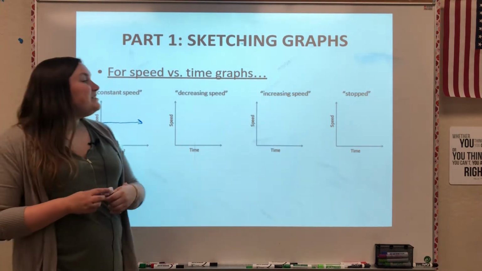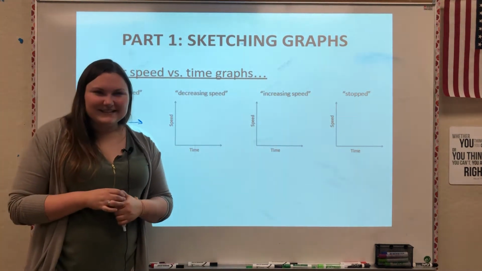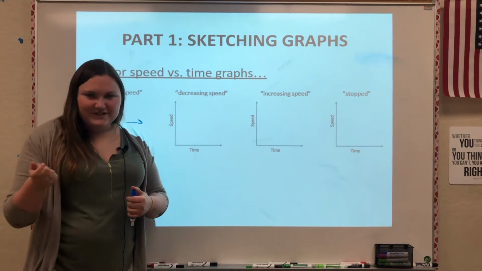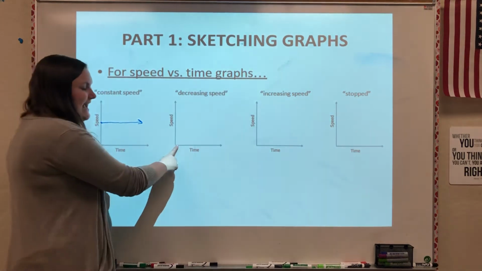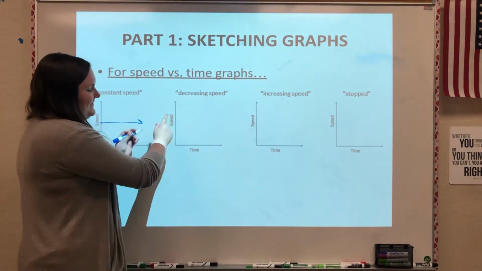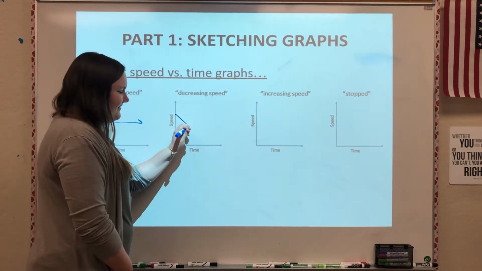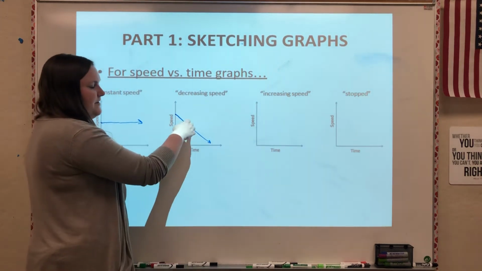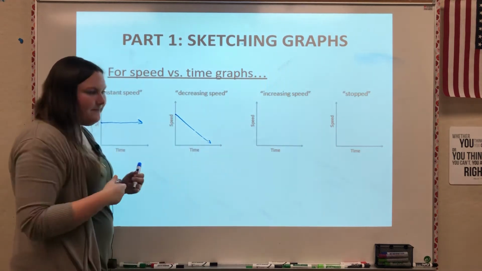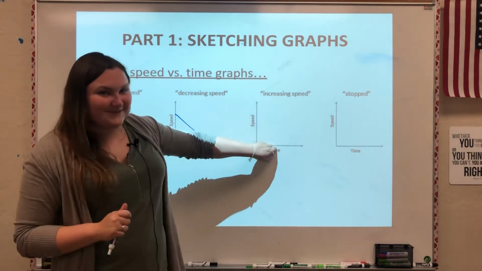The next one is decreasing speed. What do you think that's gonna be? Well, if you're decreasing, your speed is going down. So on our graph, it's gonna show as time goes by, your speed is going down. As time goes by, that speed keeps going down. It's lowering. You can probably guess what this graph is going to look like.